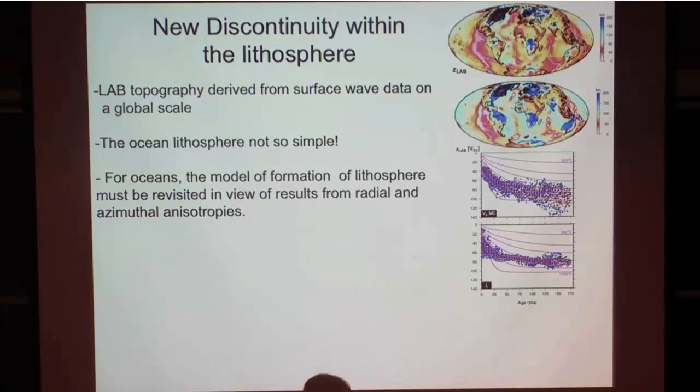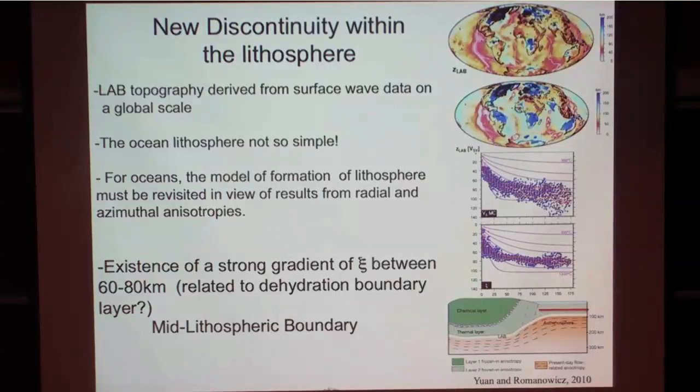We have an author on that paper here. Okay, so what we show is that by using seismic anisotropy, we can find some new discontinuity, and actually it's very similar to what was done for continents by Yuan and Romanowicz. And so, of course, we have to do more work to understand better this kind of discontinuity and what the petrological and geodynamic implications are.